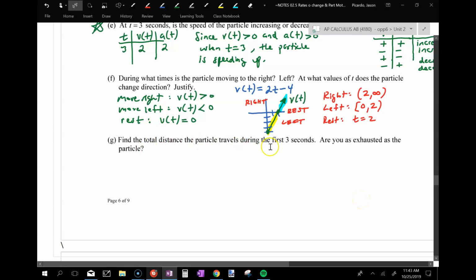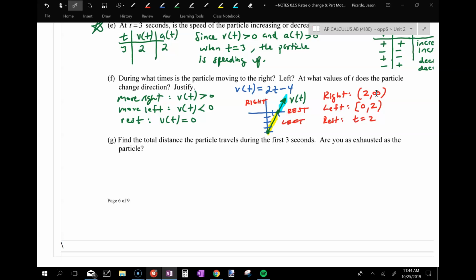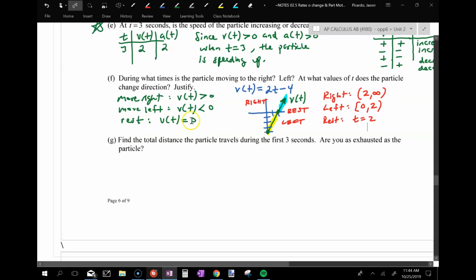Find the total distance the particle travels during the first 3 seconds. Okay, so what do we know? Well, from 0 to 2, I'm going which way? To the left. And then from 2 to infinity, I'm going to the right. So if I was to show you this, guys, here's my particle. Left, right. Fair to say? So if I want to know the total distance traveled, what do I need to know? How far is it from where I began to the point where I had to turn and go back this way, correct? So really, guys, if I have a velocity of 0, what can I know about that?